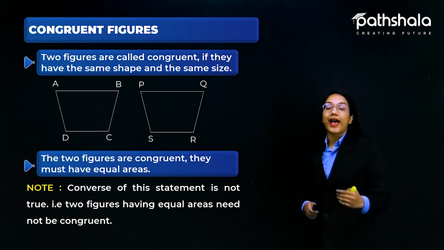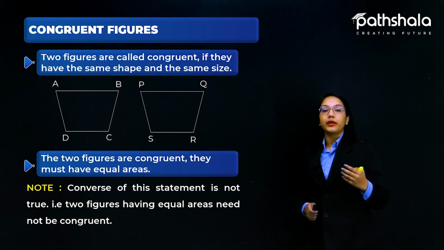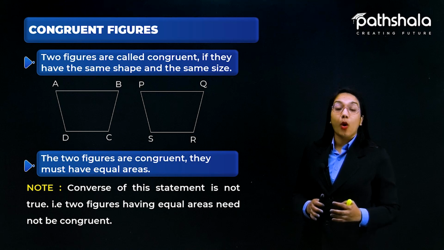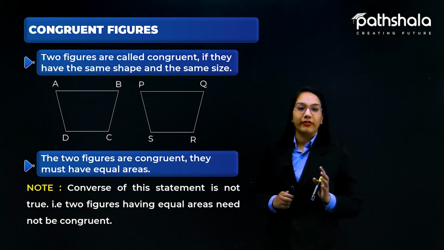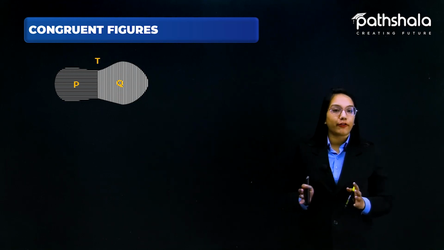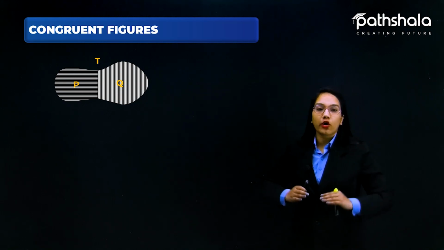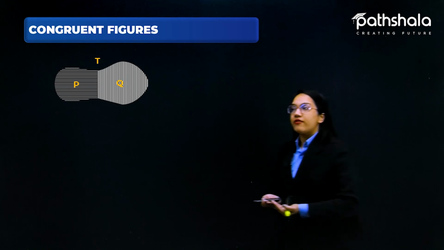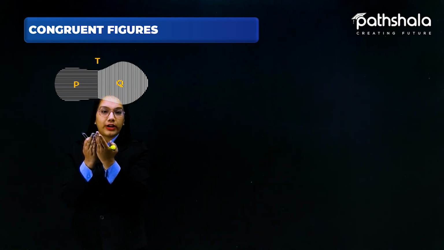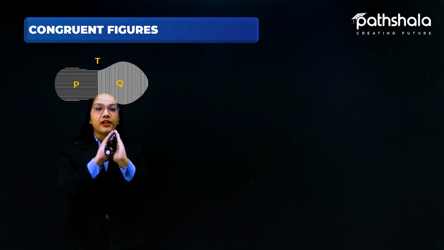Now let us suppose I'm talking about a particular figure which is formed by the combination of two non-overlapping figures. What is the meaning of it? Let us suppose I'm talking about such a figure. As you can see, the whole figure T is nothing but a combination of two non-overlapping figures, a figure P and a figure Q.